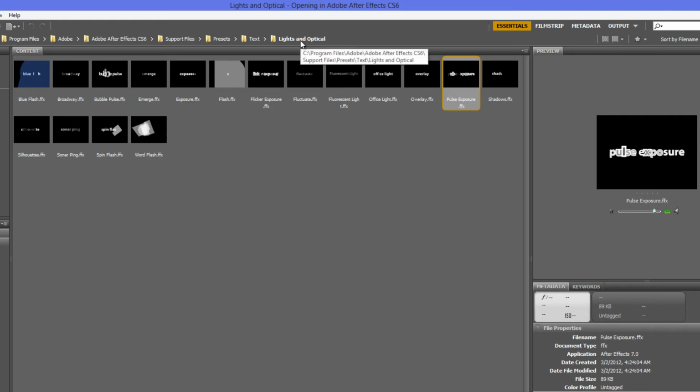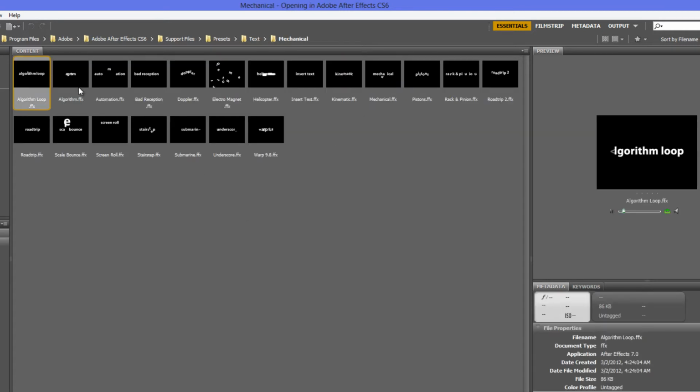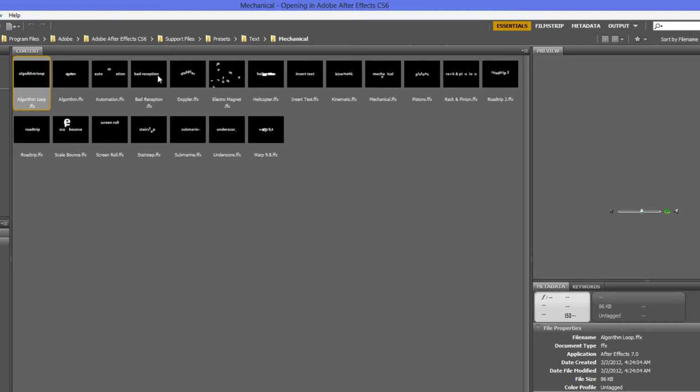Now these ones are called light and optical, so they're going to use shadows and lights. Kind of more like opacity is getting changed in some of them, but there you go. Mechanical. Kind of like a machine is being used to put these guys on.